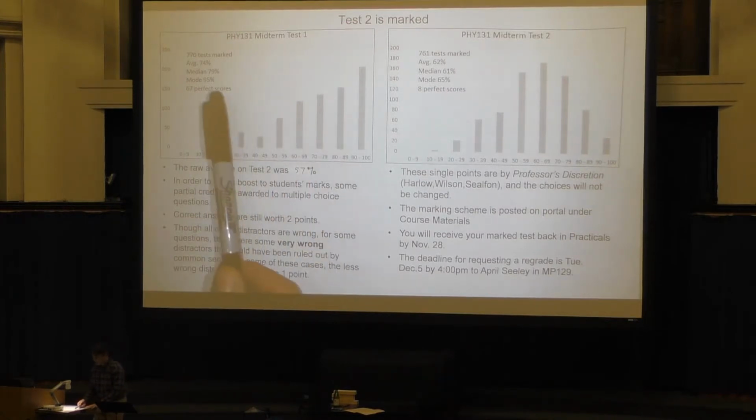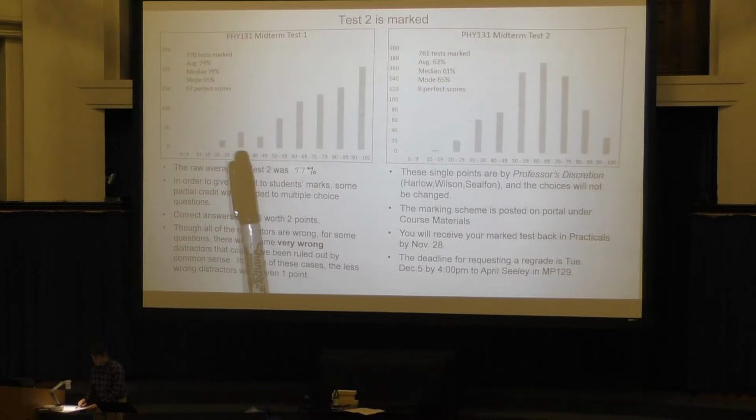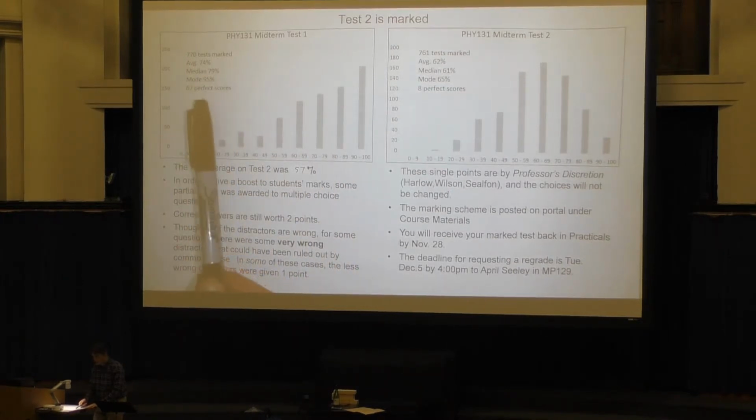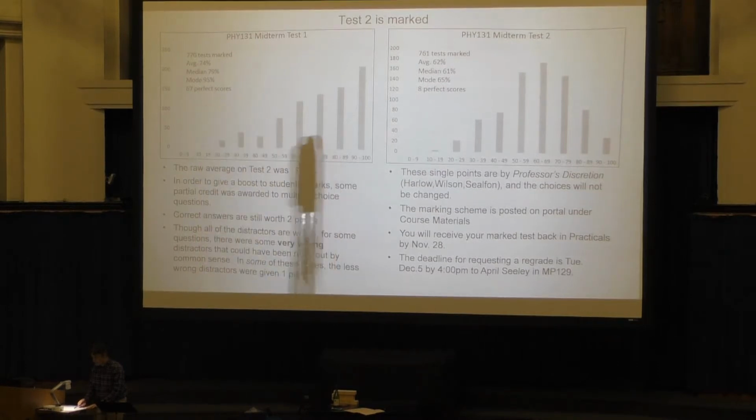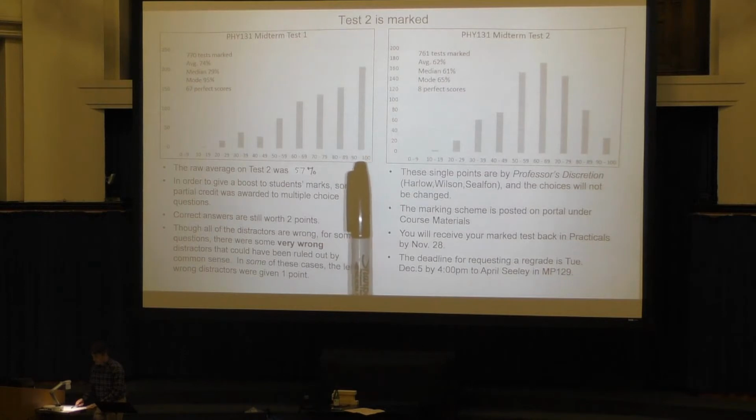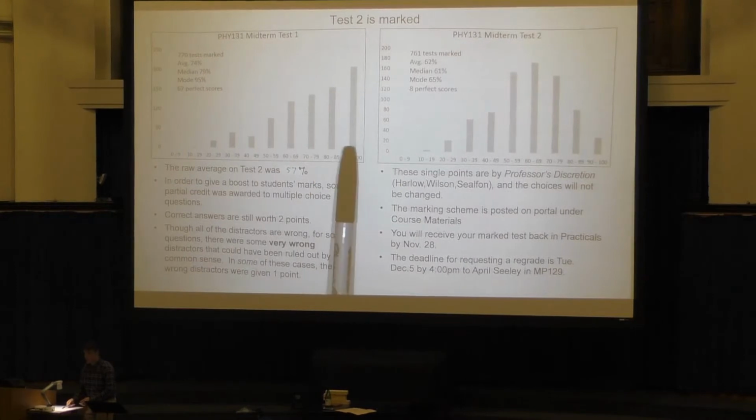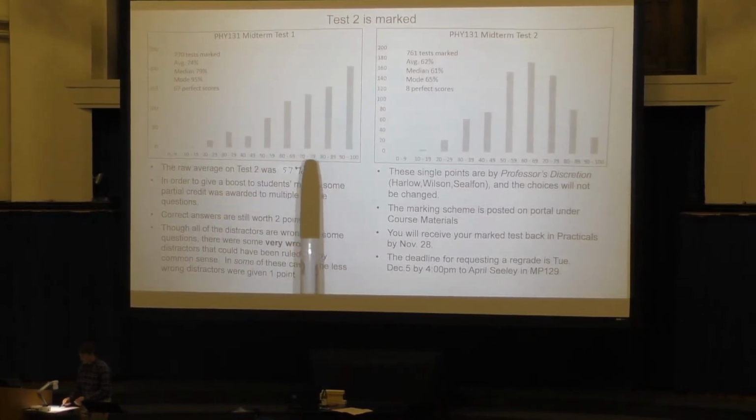And there's the histogram. Test 1, average was 74%, median was 79%, so half of you got more than 79%, half of you got less than 79. The mode depends on how you bin it, but if you bin it by 10%, as I've done here, then the bin that has the highest number of students in it, which is the mode, is the 90 to 100, and so the mode was 95% on test 1. This is a very strange looking histogram for U of T, I think.